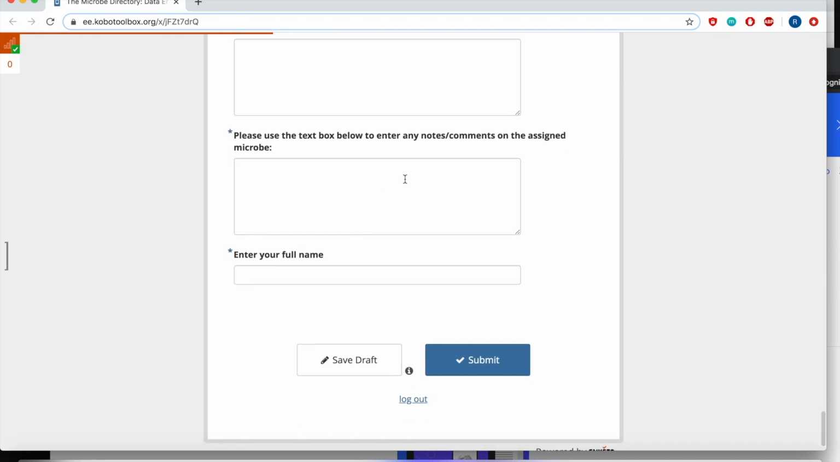Any notes or comments that you think are necessary, and I usually save draft, but you could submit if you want. And that is the diatom annotation.